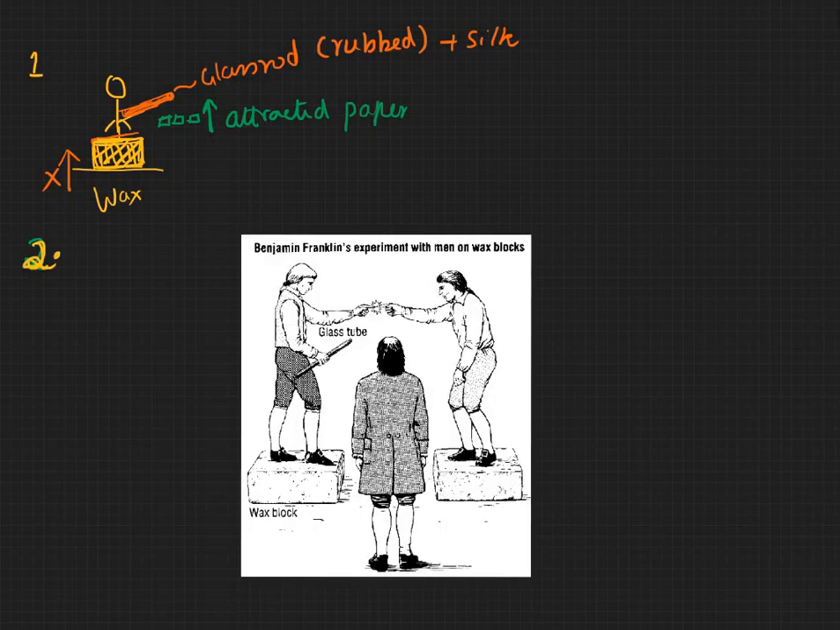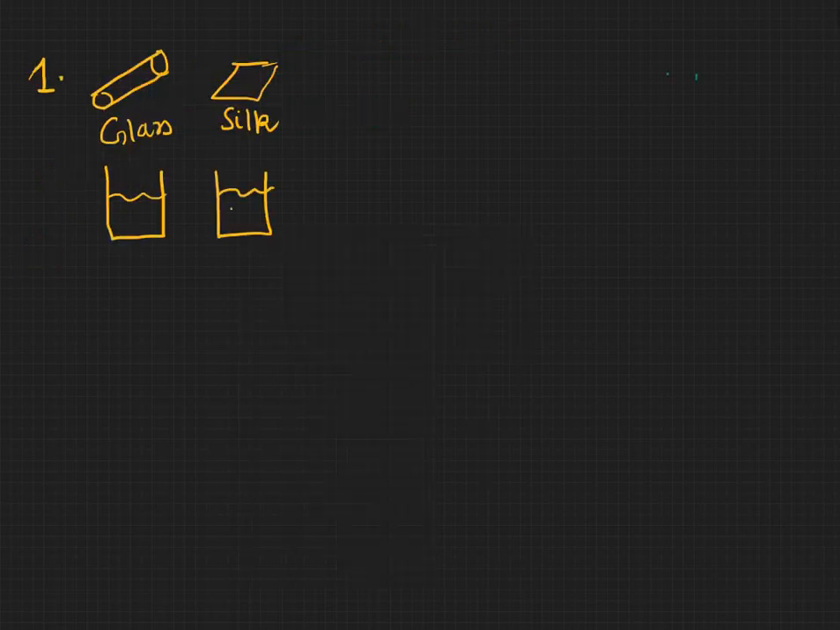In the second experiment he did, he could transfer these electric charges from one person to another, and he could have this second person attract pieces of paper. So he realized that there was something special going on here.